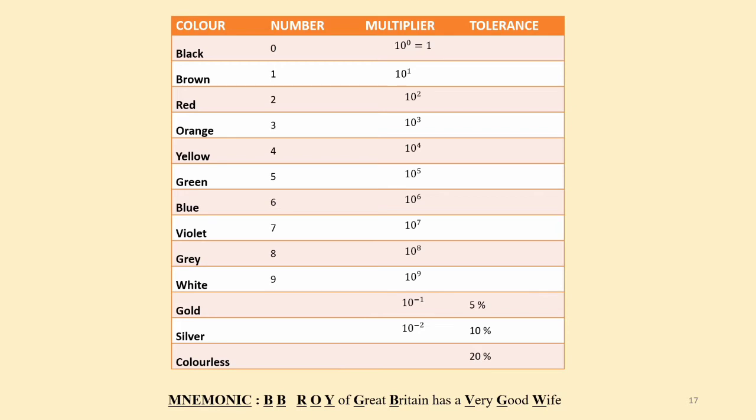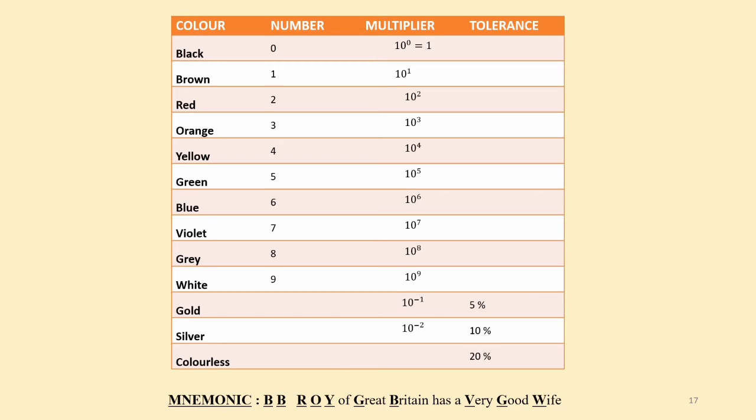Now the powers of 10, that is the decimal multiplier for black is 10 power 0, that is equal to 1. For brown it is 10 power 1, for red it is 10 power 2, for orange 10 power 3, for yellow 10 power 4, for green 10 power 5, blue 10 power 6, violet 10 power 7, gray 10 power 8, white 10 power 9, and for gold 10 power minus 1, for silver 10 power minus 2.